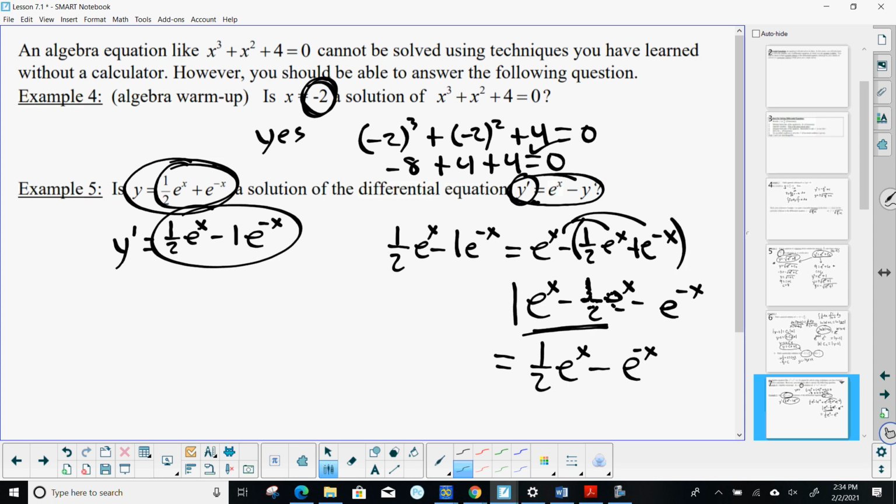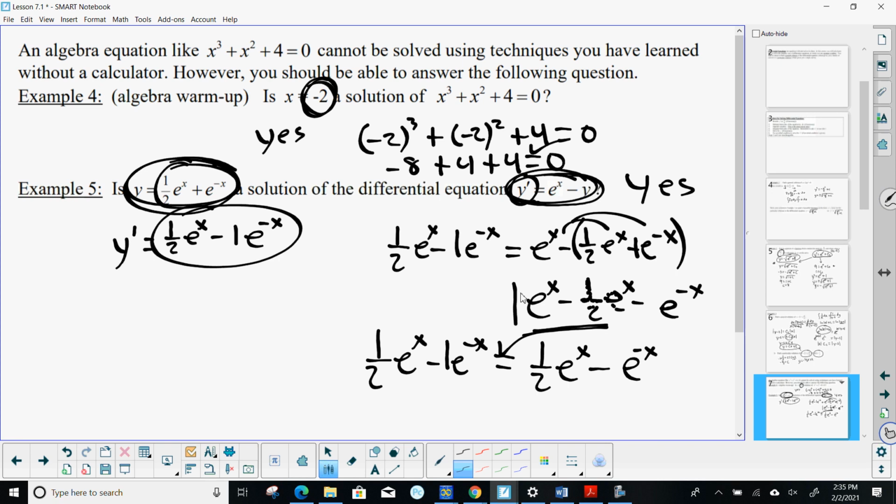What do we have over here on the left side? Hey, they're the same thing. They equal each other, so it checks off. So we'll come back up here. Is y equals this a solution to this? We would put yes, it is a solution.